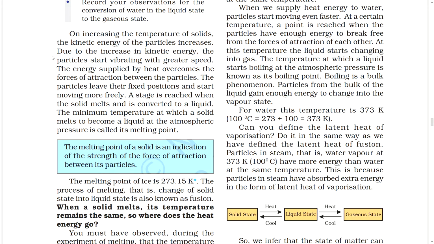Can you define the latent heat of vaporization? Do it in the same way as we have defined the latent heat of fusion. Particles in steam, that is water vapor at 373 K, 100 degrees Celsius, have more energy than water at the same temperature. This is because particles in steam have absorbed extra energy in the form of latent heat of vaporization. Solid state, heat, cool, liquid state, heat, cool, gaseous state.